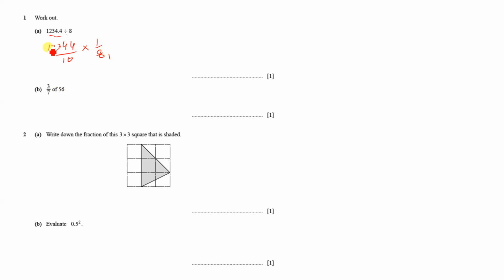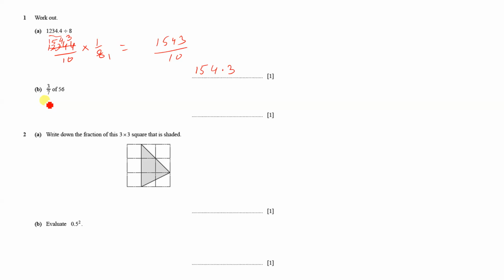So 8 ones are 8, 8 fives are 40, 8 fours are 32, and then we have 8 threes are 24. So this becomes 1543 divided by 10, and the numerator is not divided by 2 or 5, so this is it, and we can write it as a decimal 154.3. So this is the answer.